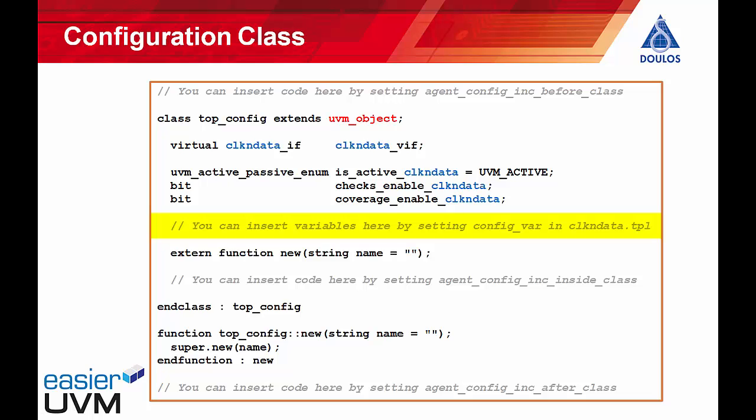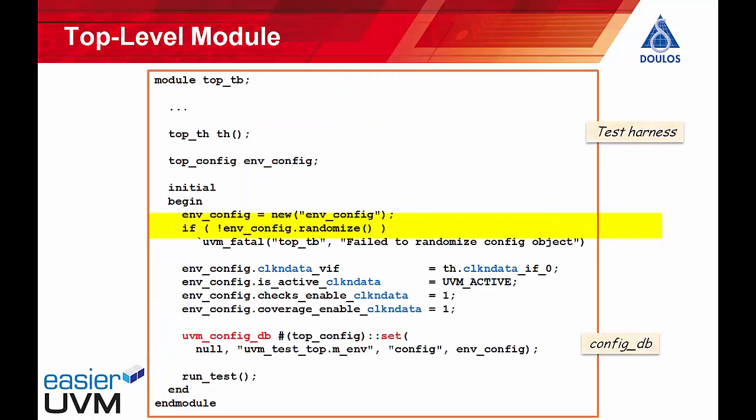And if one of those config variables happens to be a randomized variable, then here you can see there would be some real purpose to randomizing the configuration object. So here in the top-level module, we're initializing all of those variables. In particular, we're setting the virtual interface in the configuration object to refer to the actual interface instance within our test harness. And we're also setting default values for the remaining parameters in the configuration object. Then we're calling set to set that configuration object into the configuration database.